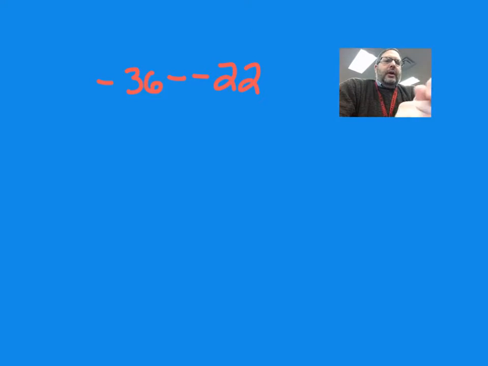Here we have another integer problem. This one says negative 36 minus a negative 22. Remember, if our signs are the same, we add and keep the sign. If our signs are different, we subtract and keep the sign of the larger absolute value.